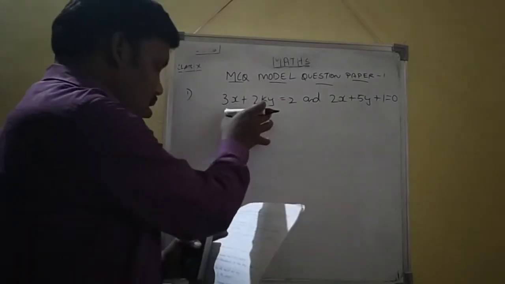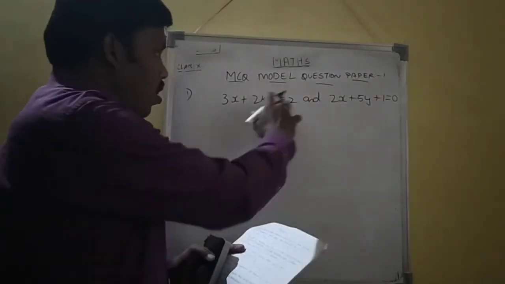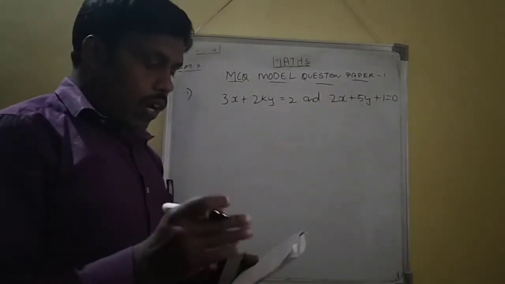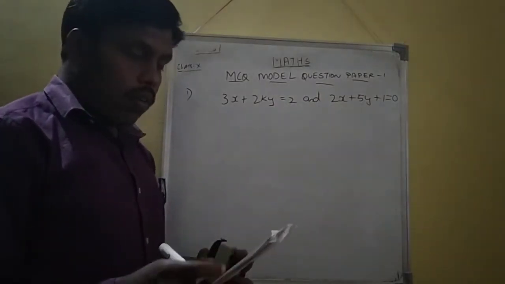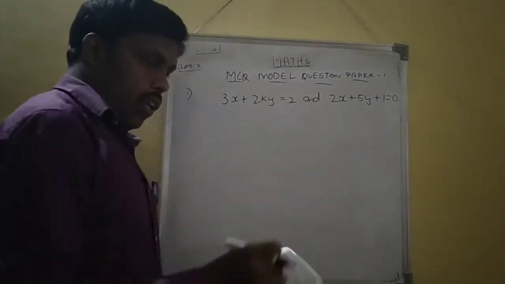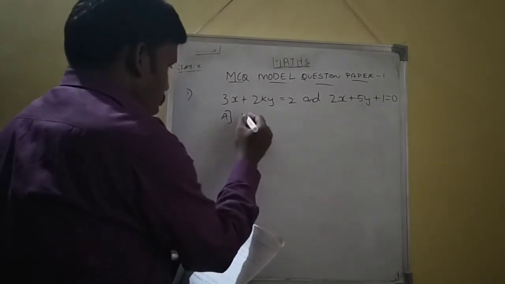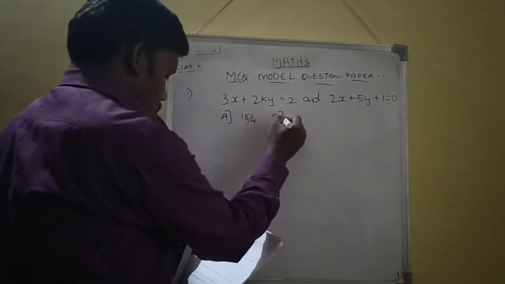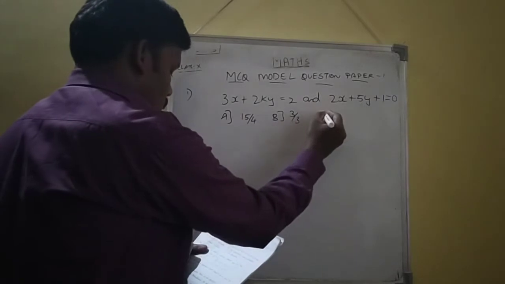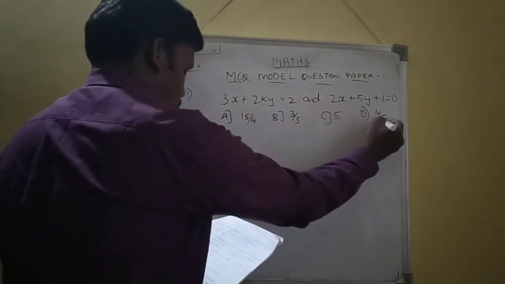When you draw the graph for these two equations, you get two parallel lines, lines which are parallel to each other. You have to find the value of k. They give the options. Option A is 15 divided by 4. Option B is 3 divided by 2. Option C is 5. Option D is 4 divided by 15.